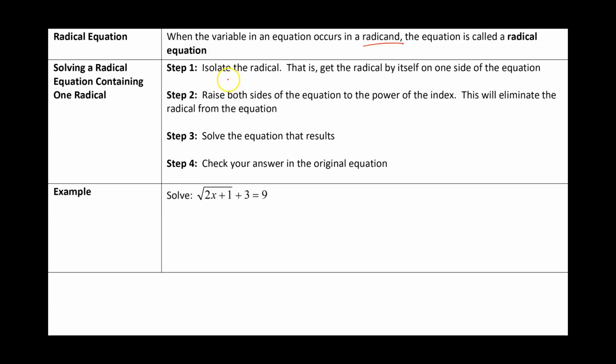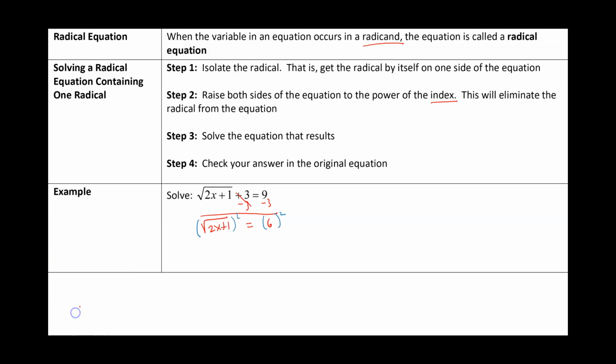If you want to solve this, we have to first isolate the radical, which means get the square root of 2x plus 1 by itself, and we do this by subtracting 3 from each side. So we got the square root of 2x plus 1 equals 6. Step 2, raise both sides of the equation to the power of the index. Now the index is the root of the radical, but if the root isn't given, we're assuming it's a square root, which means it's a root 2. So we are going to raise both sides to the second power.